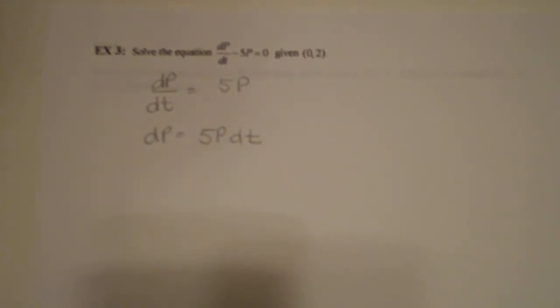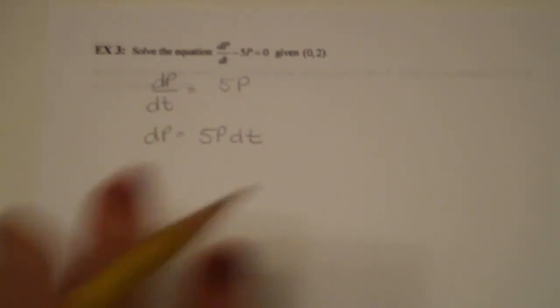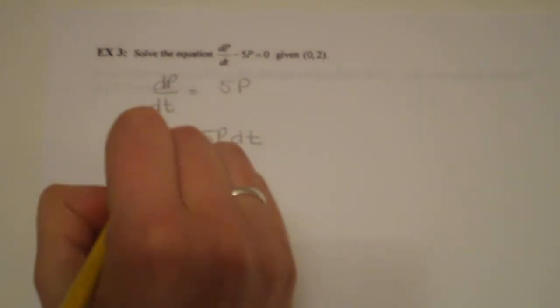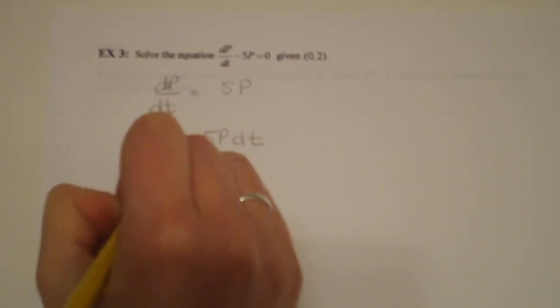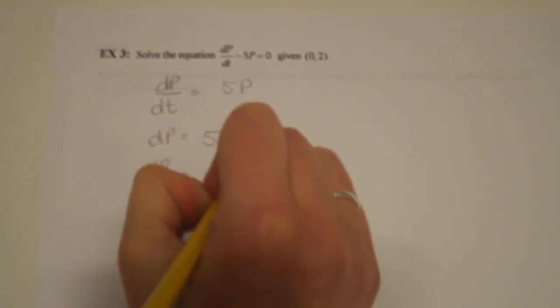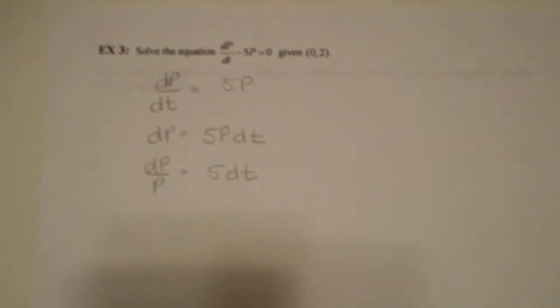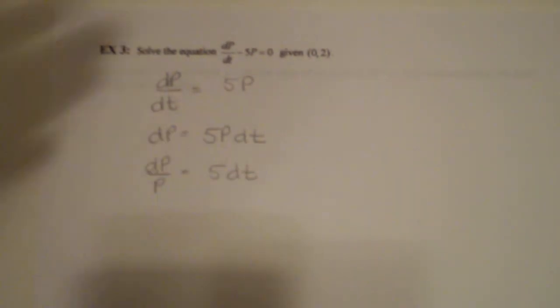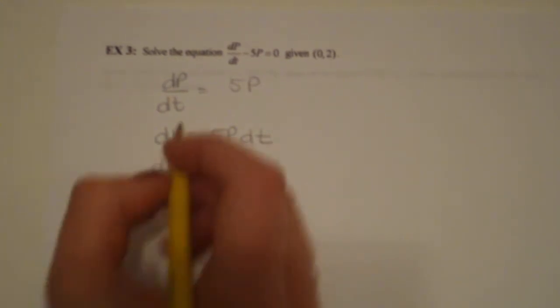Okay, now I want to get my p's, my dp's together, and my t's and my dt's together. So I'm going to divide both sides by p, and I end up with dp over p is equal to 5dt. Now that I've done that, my dp and my p are together, and then I have a dt. I don't even have a t in the equation, so we're all good. What I want to do now is integrate both sides.